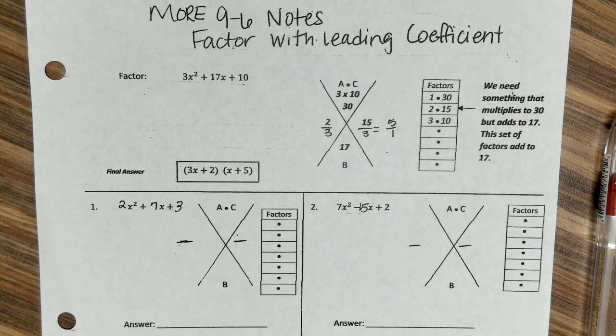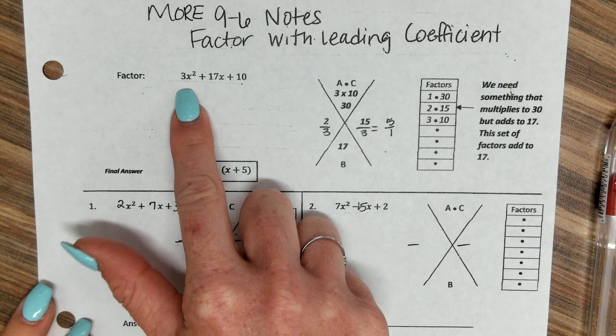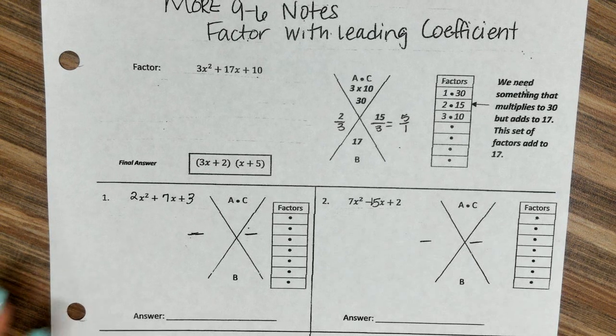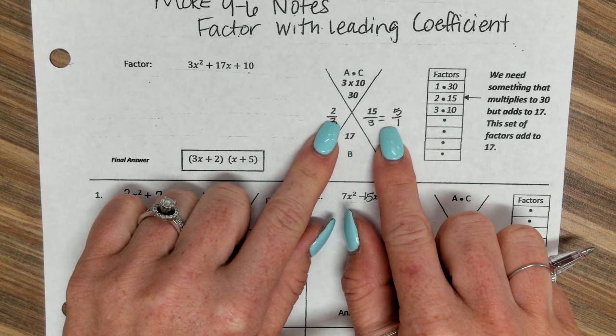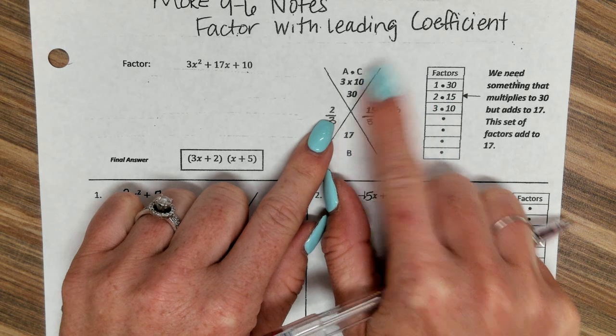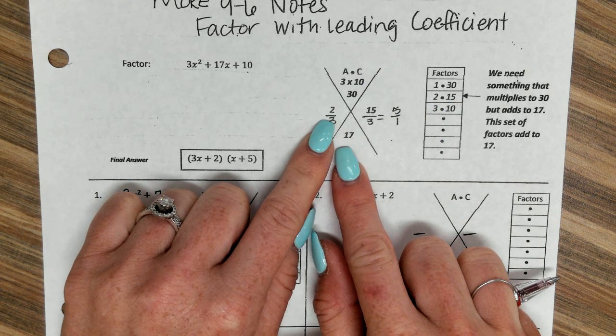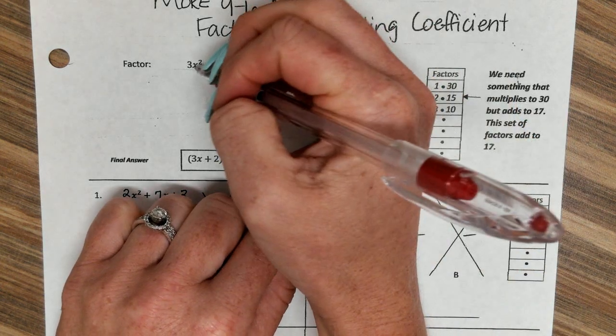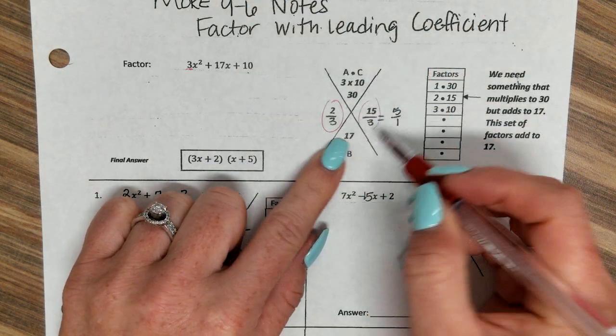What we learned yesterday is how to factor when your first term has a leading coefficient that isn't 1. And what we learned yesterday is that everything is the same except this final step right here. When you take your two factors that multiply to give you AC but add up to give you B, you have to put it over A, and A isn't going to be 1 anymore. So we put it over 3, and we put this one over 3.